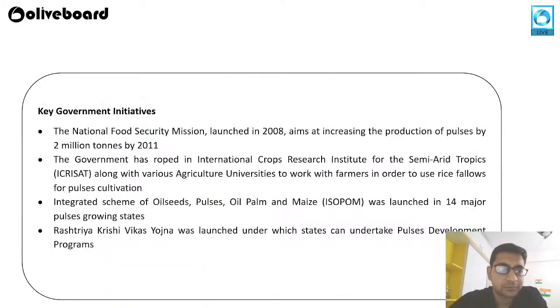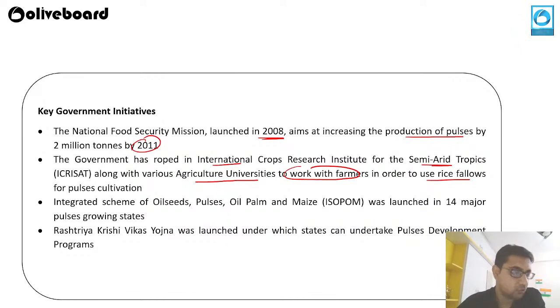Okay, now what are the important government initiatives that have been taken in the field of making India one of the prime producers of pulses? The National Food Security Mission was launched in 2008, with the main aim to increase the production of pulses by 2 million tons by 2021. The government has roped in international crop research institutions for the semi-arid tropics along with various agriculture universities so that they can work with the farmers to use rice fallows for pulse cultivation. Okay, they can utilize the rice fallow land for pulse cultivation.